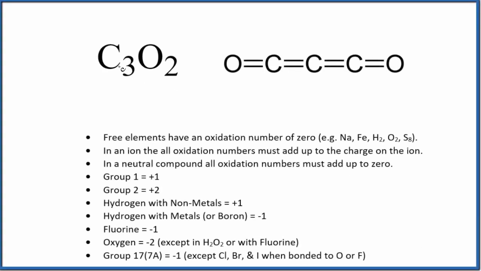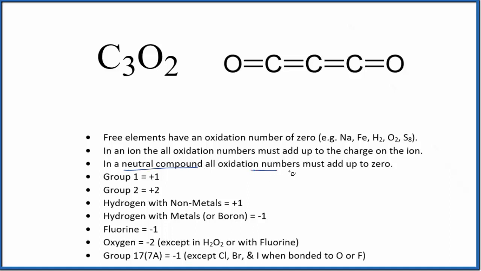Let's find the oxidation number for the carbon in C3O2. This is carbon suboxide. As we look at this, we're going to first find the average oxidation number for each carbon here in C3O2. We don't have a negative or positive after C3O2. That means it's a neutral compound.